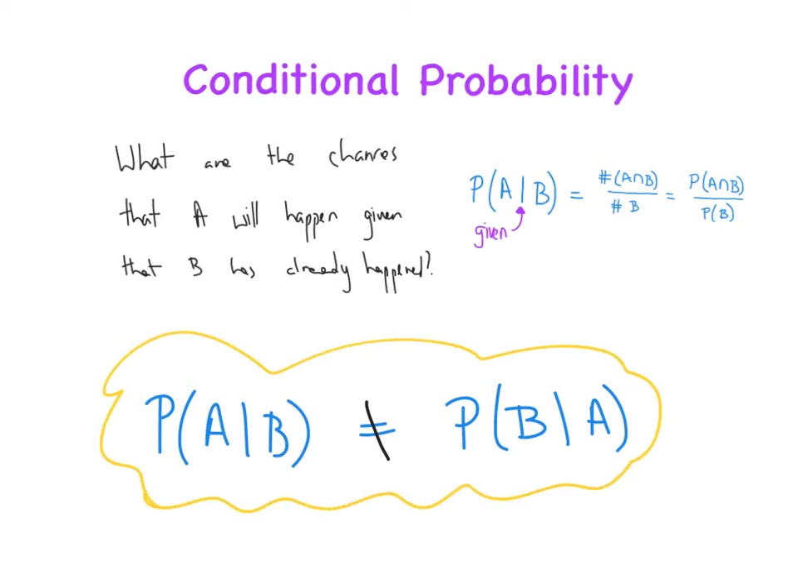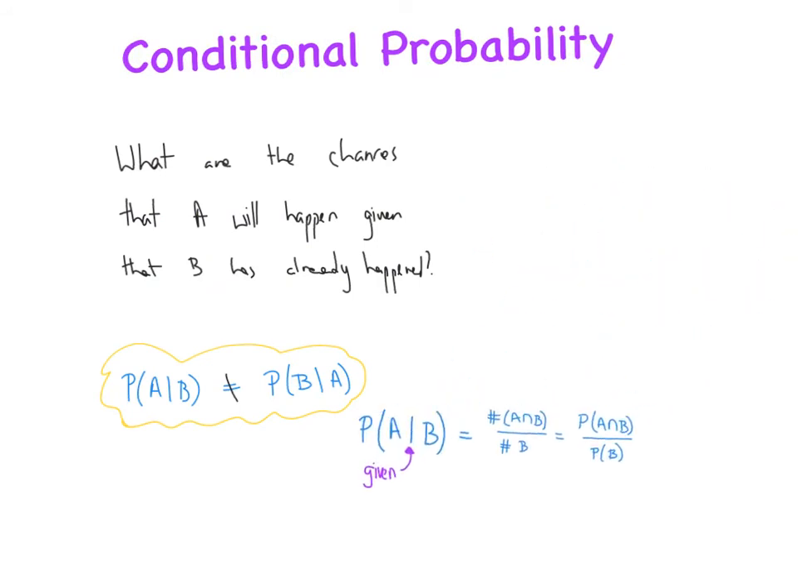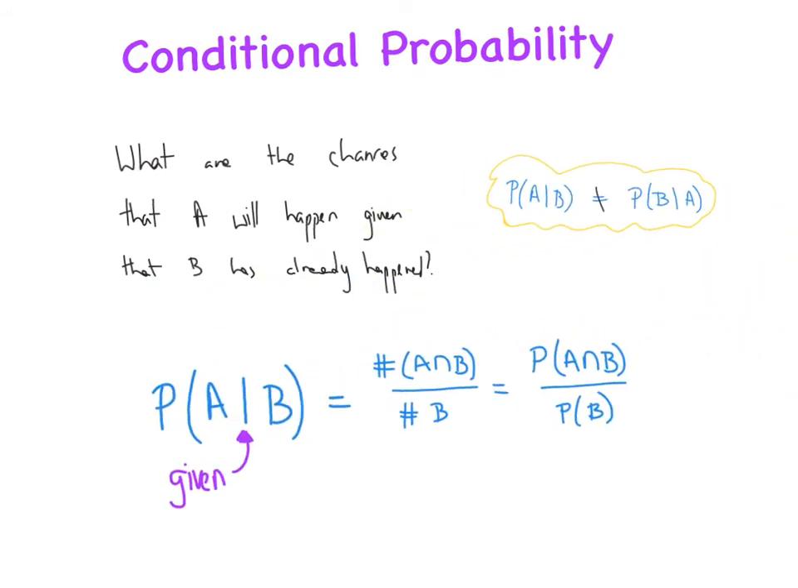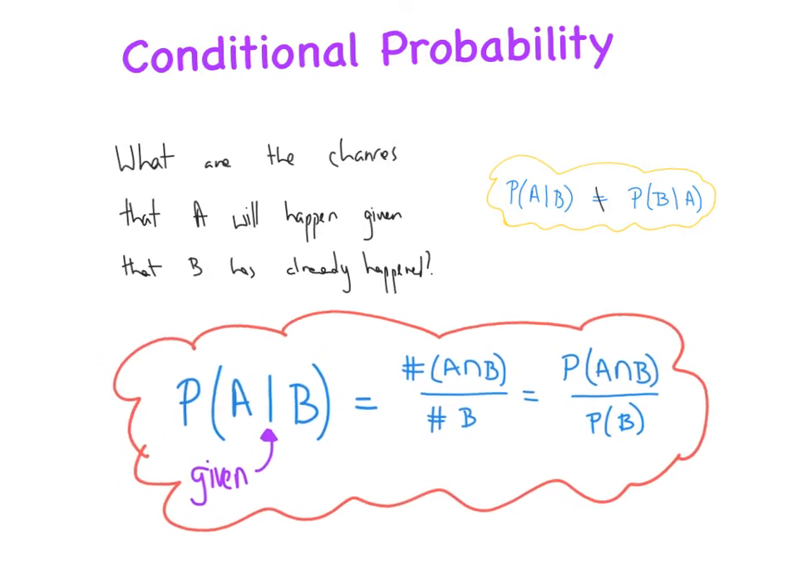So the chances of A happening given that B has already happened does not equal the chances of B happening given that A has already happened. Okay, but here this is our big definition for it, so make sure that you get that taken down, and then we'll do a couple of examples together.